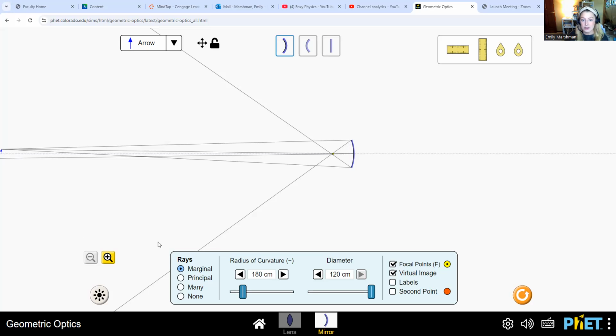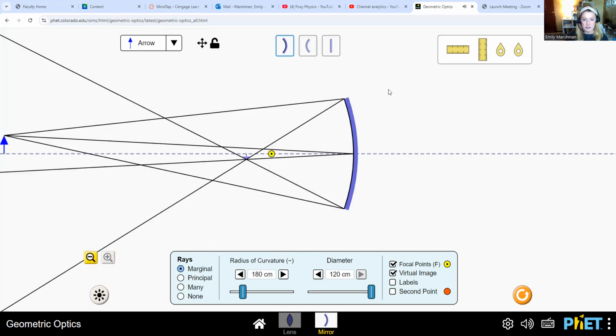And it turns out that the focal length is actually 1/2 the radius of curvature of the mirror. So you can see that this mirror is basically part of a spherical shape, right? It's curved, and so the radius of curvature of this particular mirror is 180 centimeters. If I measure the focal length, and I'll zoom in, the focal length is 90 centimeters. So it's half the radius of curvature of the mirror, and that works for both concave and convex mirrors.